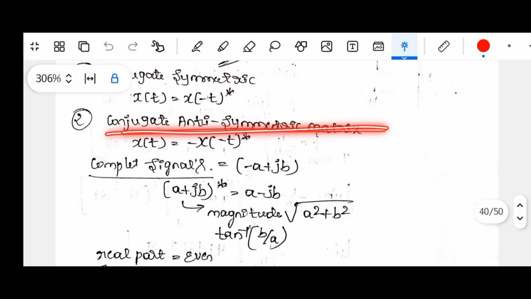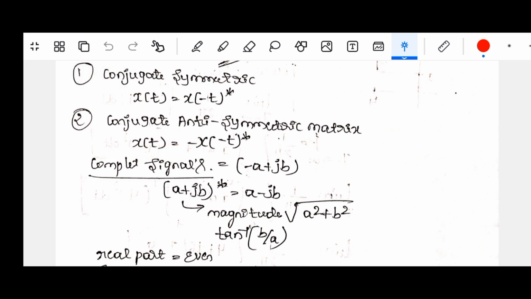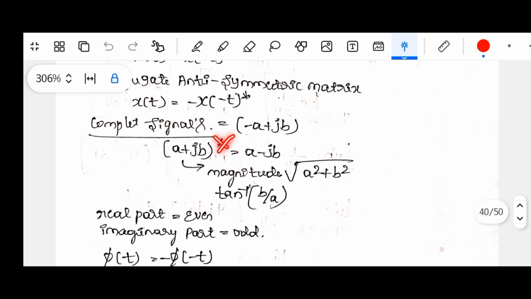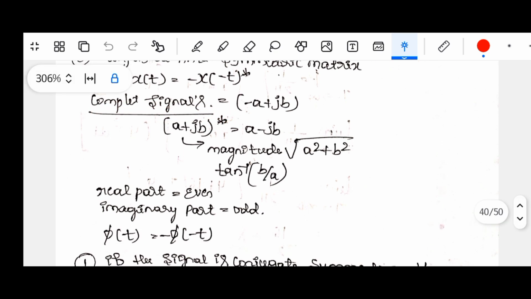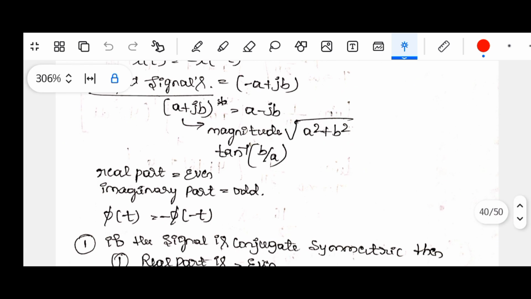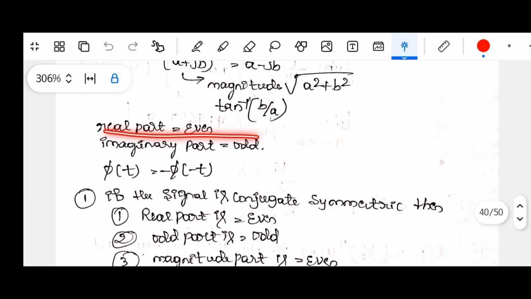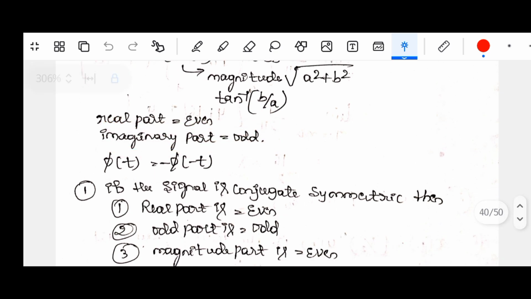Anti-conjugate symmetric: x of t is equal to minus of x of minus t conjugate. Complex signals: a plus jb. The conjugate of a plus jb is a minus jb. The magnitude will be the square root of a square plus b square, and the phase is tan inverse of b by a. Real part is always even, imaginary part is always odd.